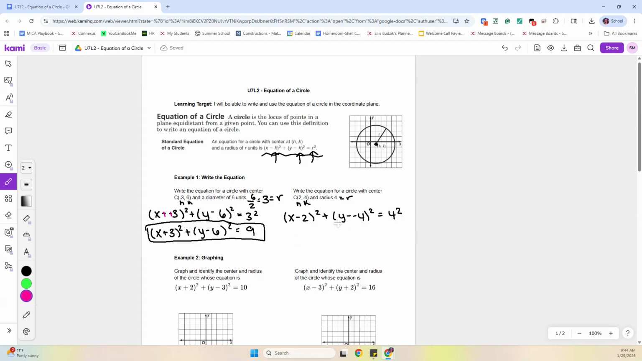And again, go ahead and simplify: add a line, change the sign. So we get (x - 2) squared plus (y + 4) squared equals 16, which is 4 squared. And that's our equation of the circle.